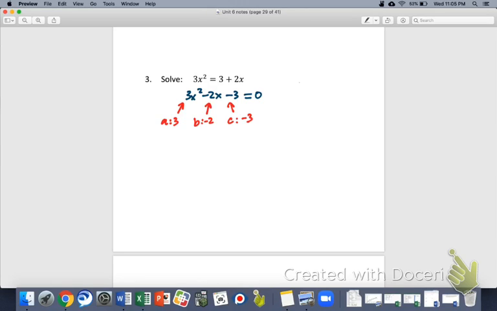So here we go. X equals negative b. That would be negative 2. Plus or minus the square root of b squared. So it'd be negative 2 squared. Minus 4 times a times c. Like so. All divided by 2a.